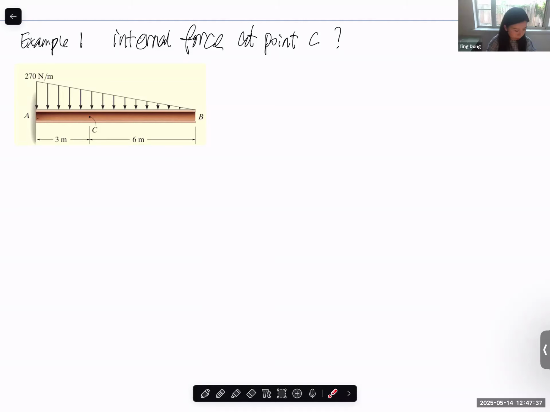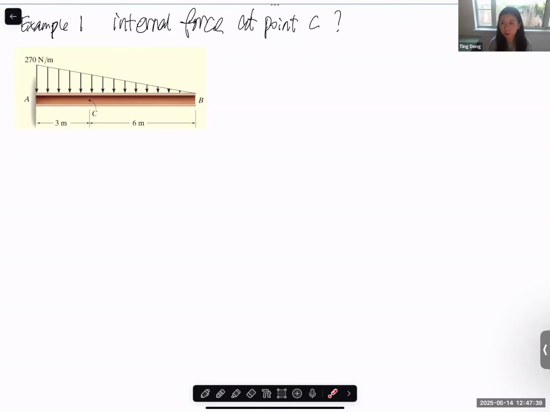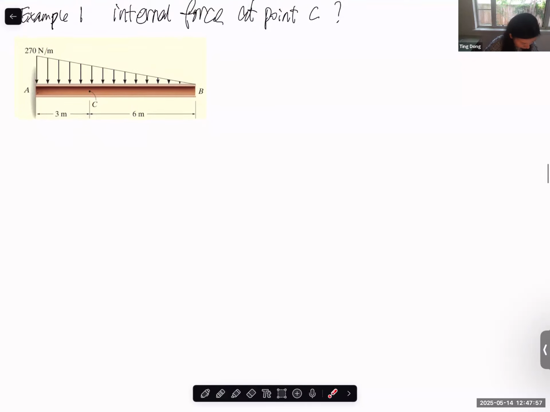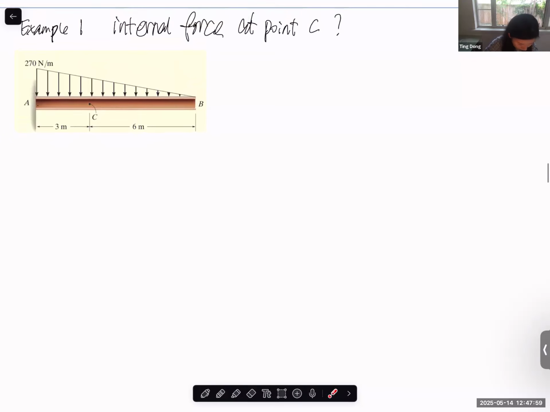Okay. So both methods should be fine. Both methods are correct, and you should get the same answer in the end. You choose whatever you like. So in the class, let me use this side, and after class, you can try to double check with this side to see if you can get the same answer. So let's say we cut through point C and we choose this part.